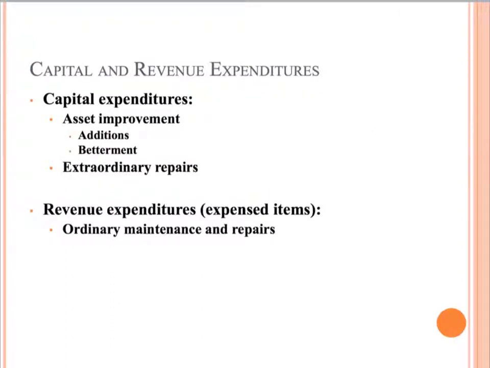Capital expenditures include things like asset improvement. Asset improvement could be additions, such as enlarging an asset or adding a new feature, betterment, increasing operating efficiency or capacity, and extraordinary repairs. Extraordinary repairs extend the service life of an asset, and that goes back to our definition of providing a future benefit past the current period. It must provide a future benefit. Revenue expenditures are the items that we're going to list as an expense, and these include ordinary maintenance and repair items to keep and maintain the asset in current working condition.